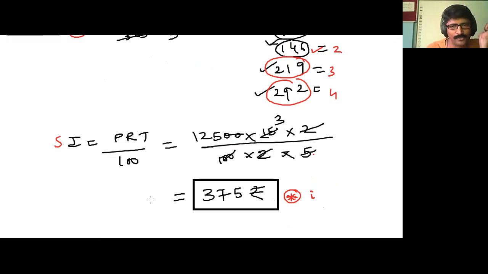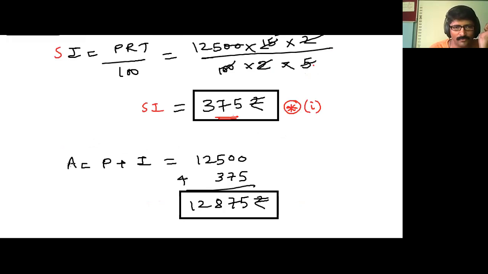What is the simple interest? So simple interest is 375. Now, how to calculate the amount? Simple. To calculate the amount, we have to calculate principal plus interest. So 12,500 plus 375 will become 12,875 rupees. That's it. Isn't it very, very simple, guys? So simple interest is 375 and amount is rupees 12,875.